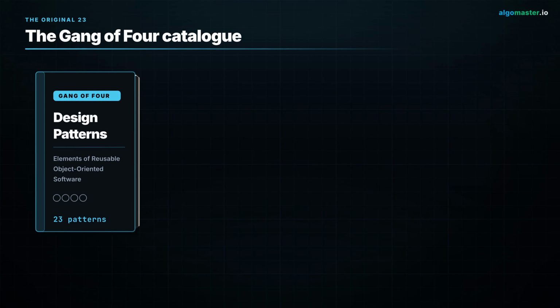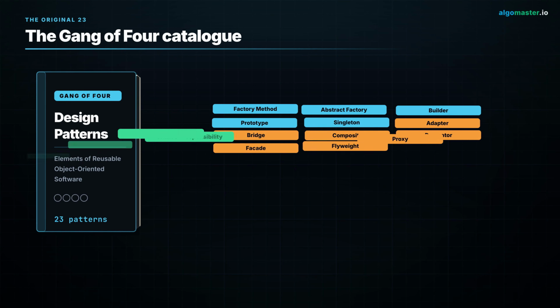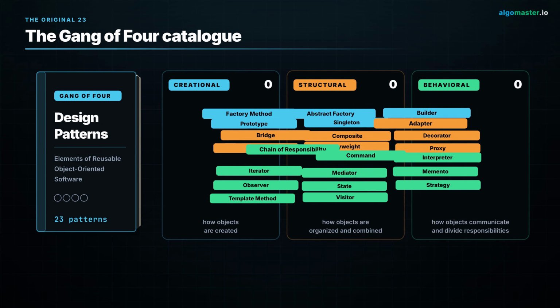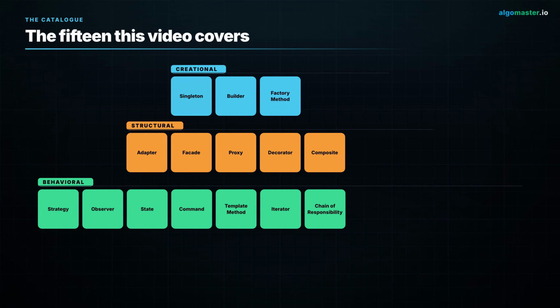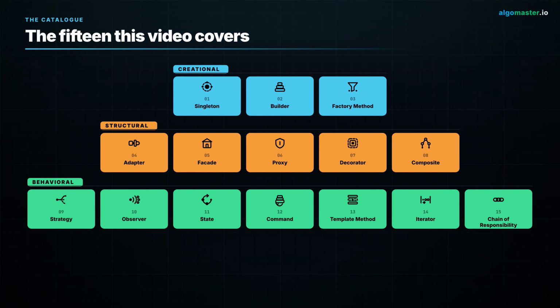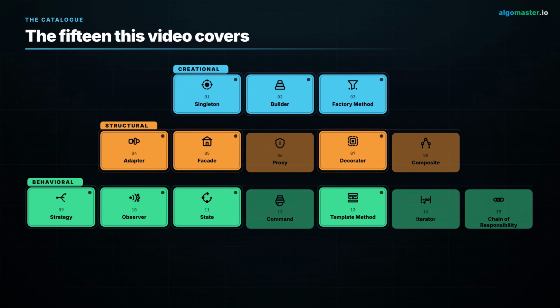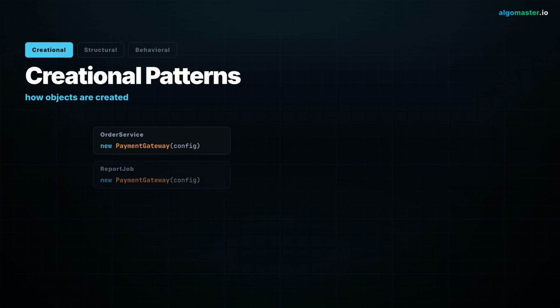Design patterns were popularized by the classic Gang of Four book, which introduced 23 patterns divided into 3 main categories. But you don't need to learn all 23. In practice, around 15 of these patterns come up far more often, and even within those 15, some are much more common than others. Let's start with creational patterns.